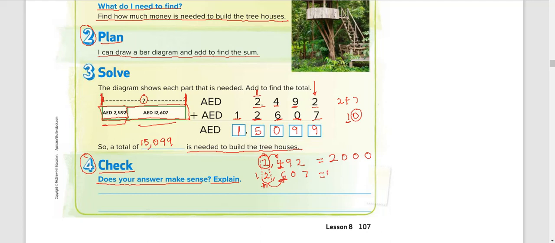So this will give us 1. Then 2 plus 1 is 3. All other numbers turn to zeros. So if we add these two numbers, this is 0, 0, 0, 2 plus 3 is 5, and this is 1. So as our estimate, we have 15,000, which is close. 15,000 is close to the actual value. The actual value is what we got as 15,099. Hence, we can say that the answer does make sense.